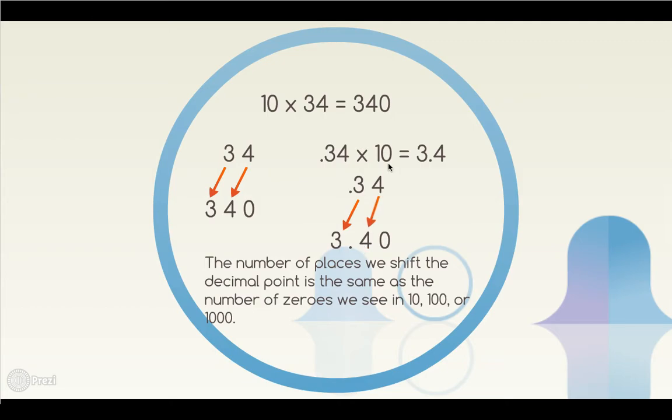So basically, if we were timesing by 100, we shift it over twice. The zeros, remember, determine how far you shift it over. They tell us we need to shift it over 1 time for 10, 2 times for 100, 3 times for 1,000. So if we times this by 1,000, we're going to shift it over 3 times so that the decimal point moves over 1, 2, 3. And that would be 340.